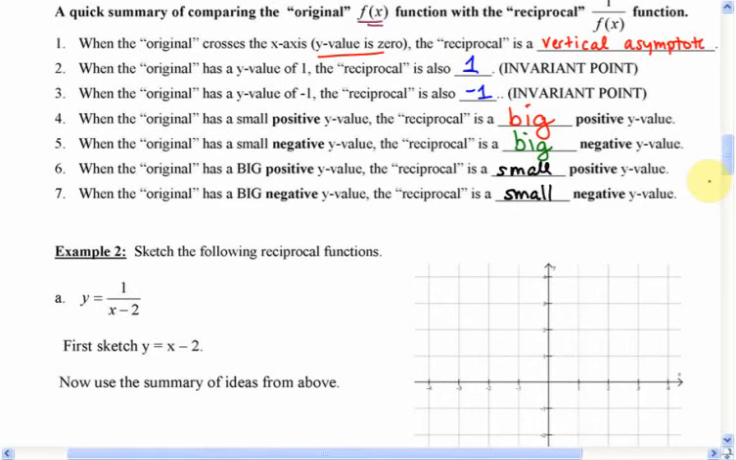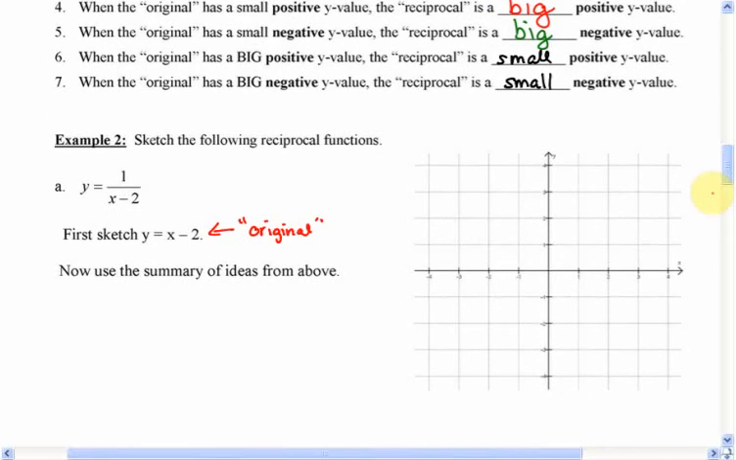What I always like to do, dear friends, before sketching out the reciprocal is sketch out what I call the original function, okay? So this is like Mr. Lee speak, once again, the original function. So really it's just the denominator by itself. Okay, so can you sketch out y equals x minus 2? I hope you can do this without a calculator.